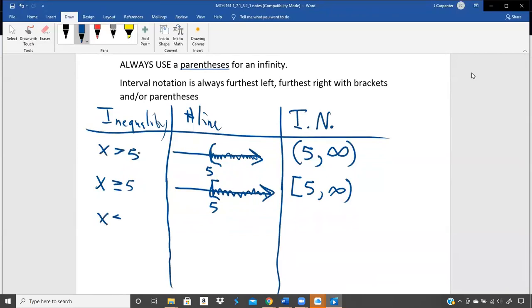If we had x is less than or equal to 3, doing these really quick, number line, 3, less than, so shade to the left. Arrow going left forever to what we call negative infinity. It has the or equals, so we bracket it.